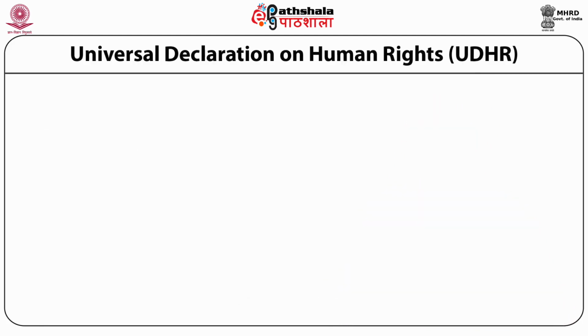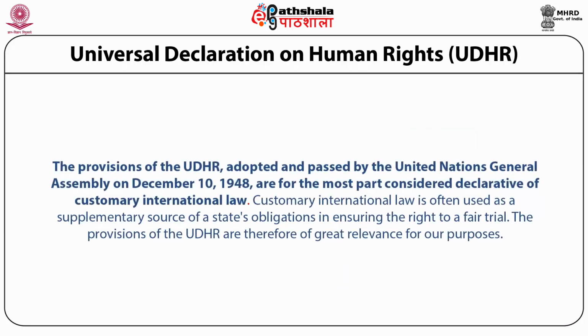Let's start with the UDHR. The provisions of the UDHR were adopted and passed by the UN General Assembly on December 10, 1948. They are considered declarative of customary international law. What that essentially means is that because there is no sovereign at play, this only constitutes customary international law. So essentially, the community of nations have agreed on a set of cardinal principles with relation to human rights, and they've given effect to those principles in the UDHR.